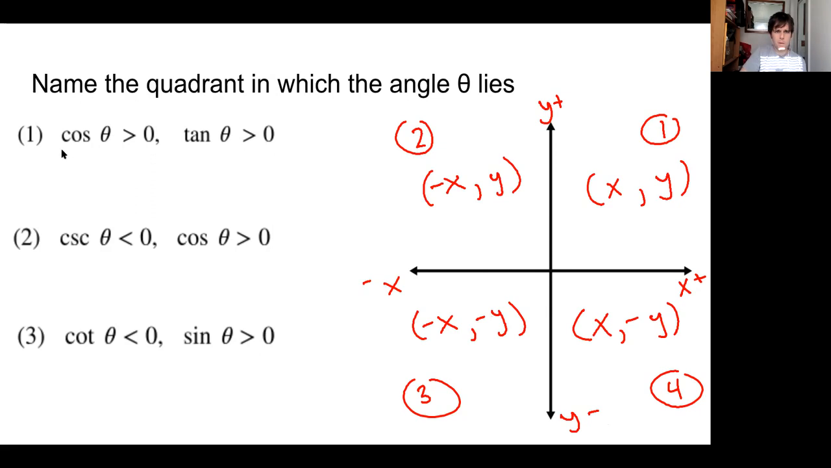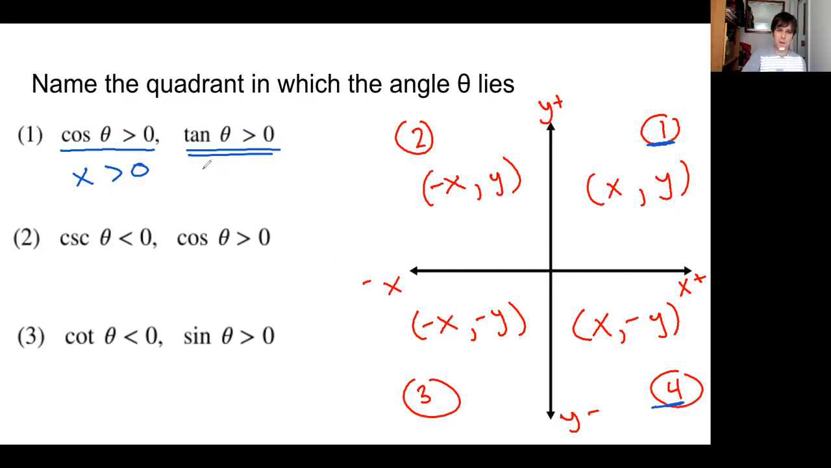All right, so for problem number 1, we have a cosine value that is greater than 0. So cosine is positive. That's what greater than 0 means. Cosine is the x-coordinate, so we're just saying that x is positive, x is greater than 0. That's going to place us in either quadrant 1 or quadrant 4, where we have a positive x-coordinate. We're going to have to use that second piece of information to help us narrow that down a little bit.